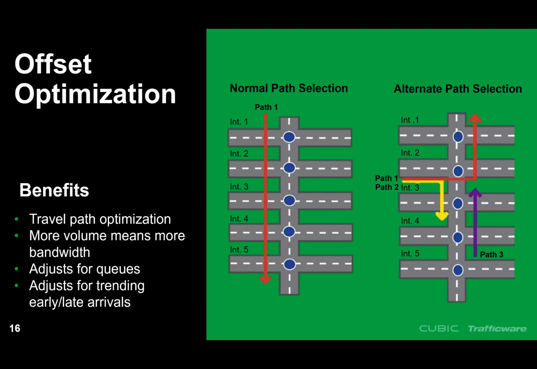So the offset adjustments are small incremental changes that we will make, and it helps to fine-tune SynchroGreen to make sure we're getting the best possible reduction in travel time with SynchroGreen.